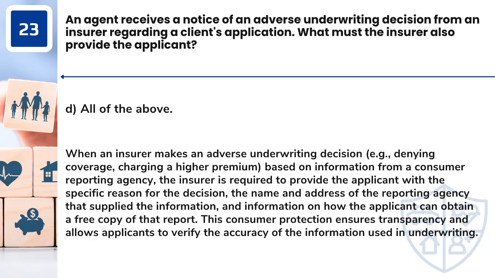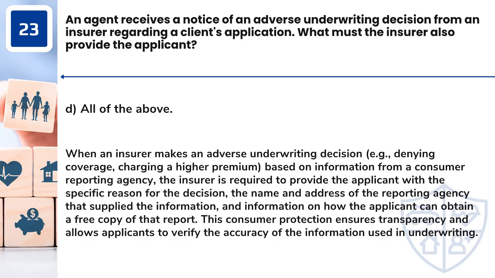Answer: D. All of the above. When an insurer makes an adverse underwriting decision, e.g., denying coverage or charging a higher premium, based on information from a consumer reporting agency, the insurer is required to provide the applicant with the specific reason for the decision, the name and address of the reporting agency that supplied the information, and information on how the applicant can obtain a free copy of that report. This consumer protection ensures transparency and allows applicants to verify the accuracy of the information used in underwriting.